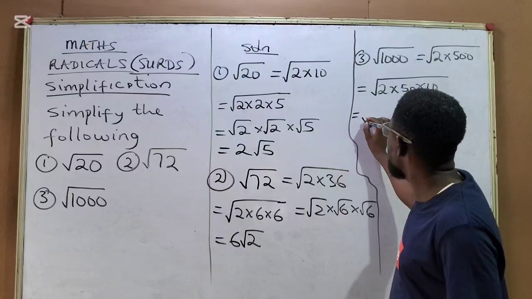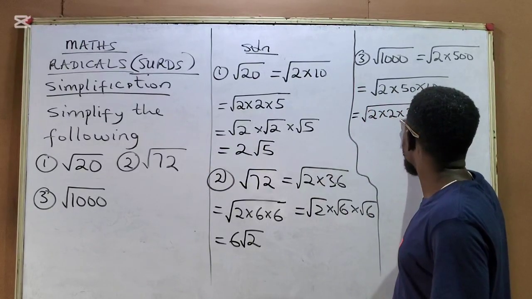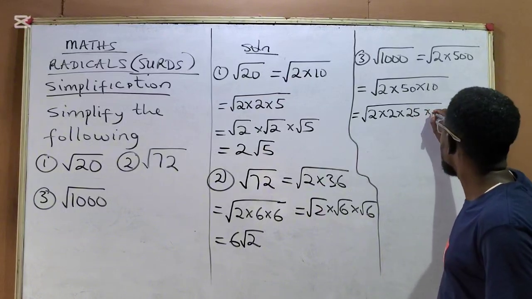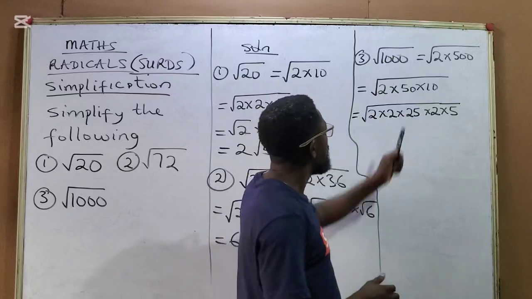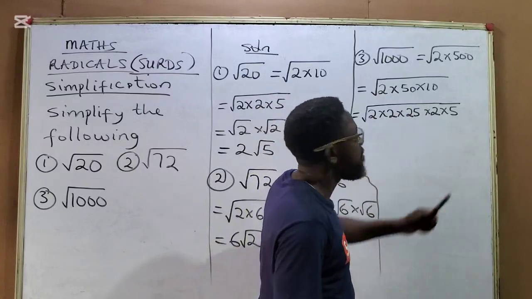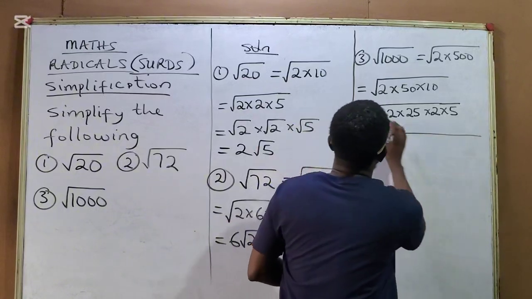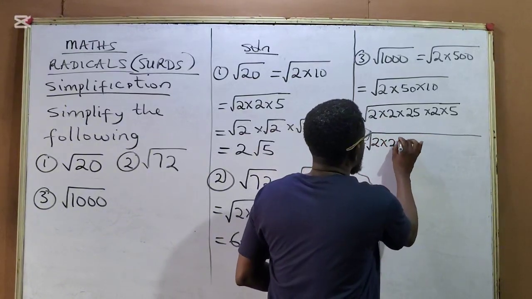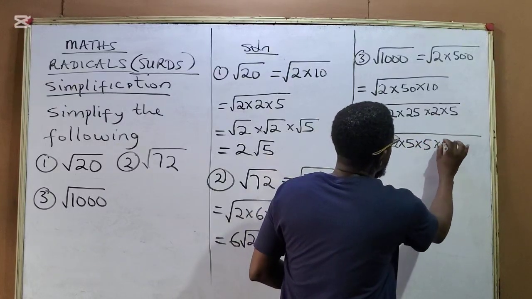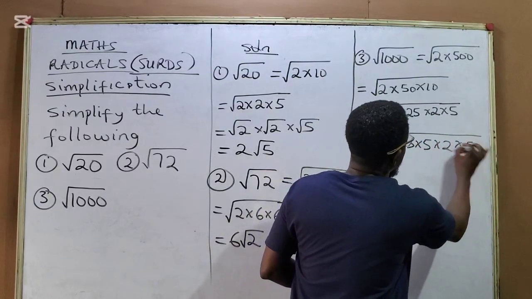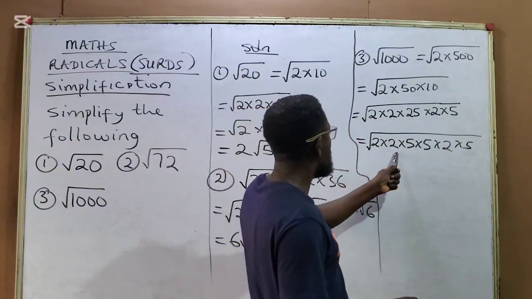Okay, let's break this one further. 50 you can write as 2 times 25. And this 10, you can write as 2 times what? 5. 50 is 2 times 25, 10 is 2 times what? 5. And this gives 2 times 2 times 25, you can write 25 as 5 times 5. And of course, you have 2 and we have 5. So now, we have 2, 2.